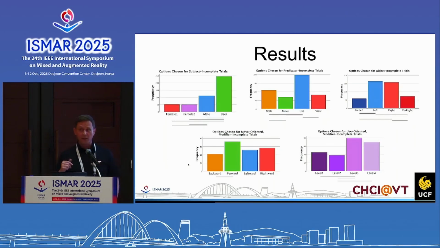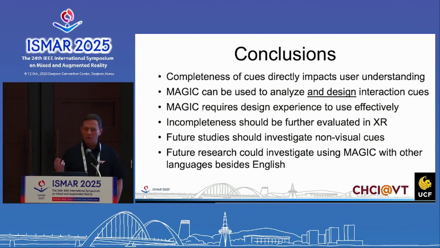What I did not include here is for complete cues. In general, people respond more often correctly to complete cues than incomplete cues. So the overall conclusions from the paper were that completeness of cues directly will impact a user's understanding, because if you have an incomplete cue, it's ambiguous to the user what they should do.